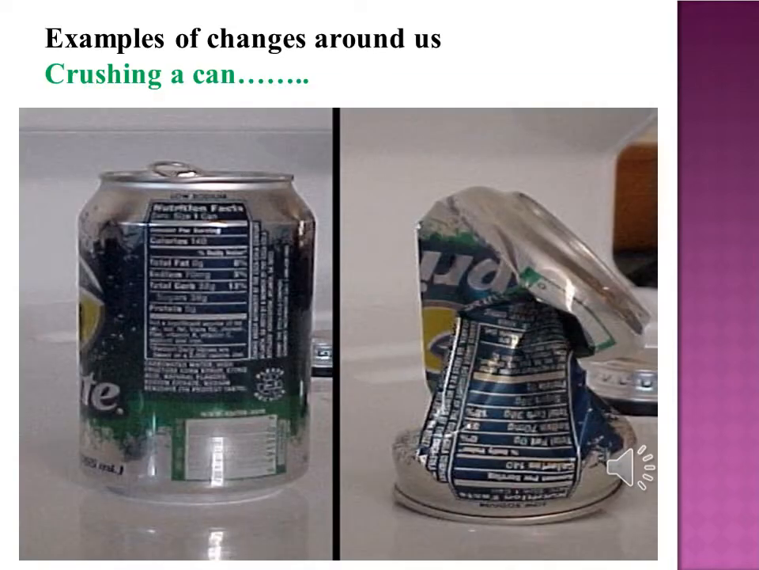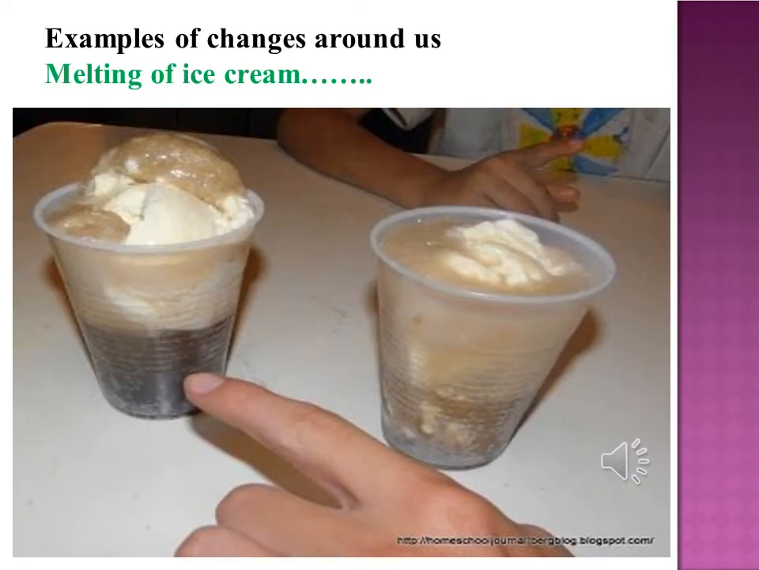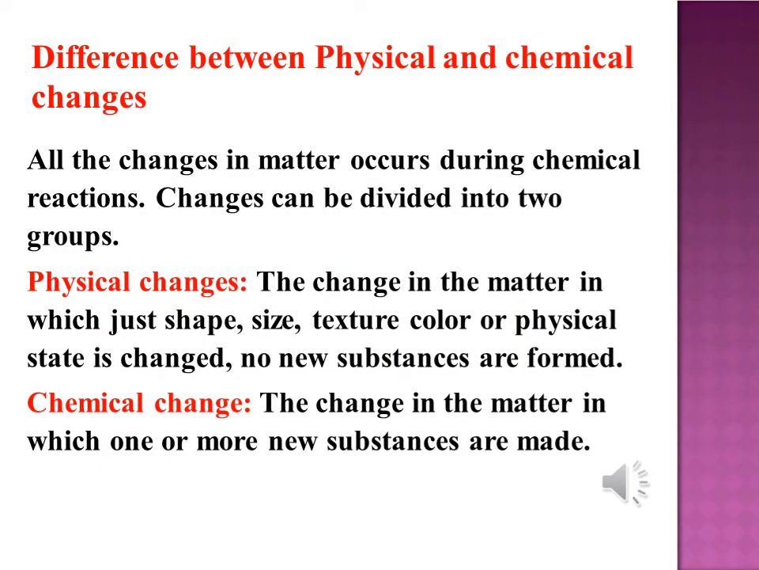Here you can observe an example of physical change in which crushing of a metallic can is shown. Another example of physical change shown here is melting of ice cream in a cone. Now we are going to know the difference between physical and chemical changes.